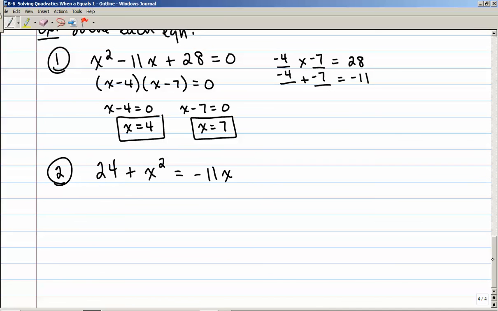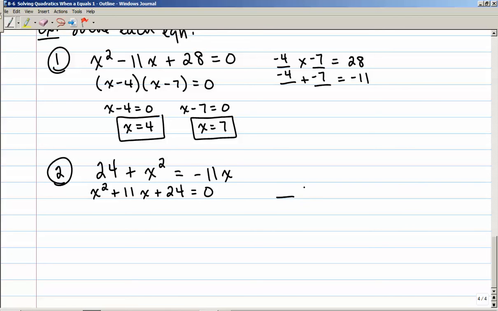Our last example here is 24 plus x squared equals negative 11x. Now you're probably saying, I can't do this one because it doesn't equal 0. But I can make it equal 0, and in fact I have to move this negative 11x to the other side and rearrange my terms so that they're in the order I would like. So I'm going to rewrite this as x squared, and then adding 11x to each side gives me 11x plus 24 equals 0. Now this equation is in the form of ax squared plus bx plus c.